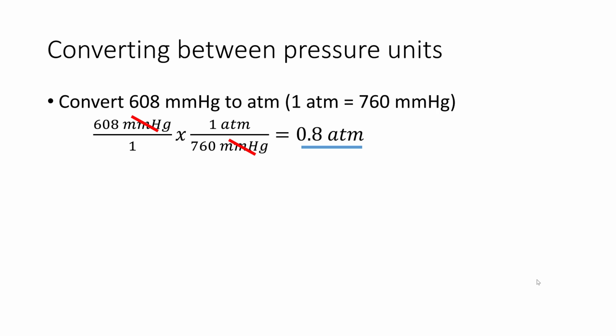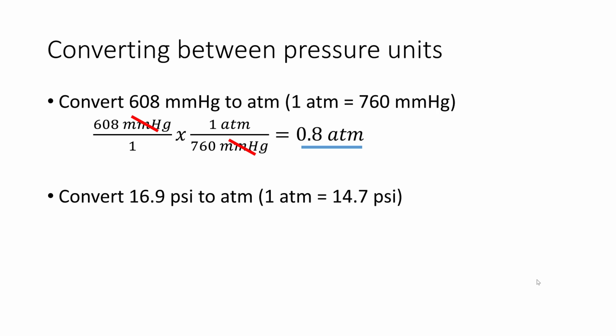Let's do one more example. This time we are converting 16.9 psi to atmospheres. And again, the conversion factor is given in the parentheses. We're going to start with the value that the problem gave us, that's 16.9 psi. We're going to put it over 1. All right, the 1 is just a placeholder.